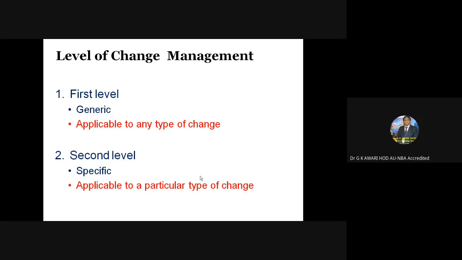So now there might be around 8 to 10 robots available in the Maruti Gurgaon plant for the spray painting operation, which means that automation of the spray painting shop has taken place under the change management. So this change was only specific. It is only applicable to the particular type of change. It was not a generic change. It was not applicable to the other processes of the Maruti Udyog Limited. So there are two types of change management: the first level and the second level.